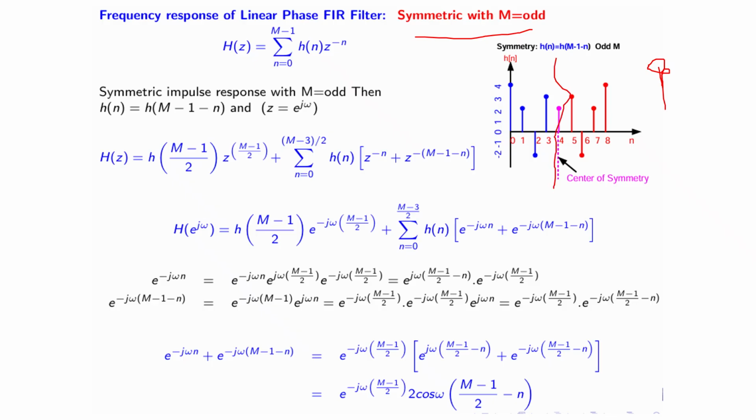So now let's find out the transfer function, right? So H of z first, H of z will be sum over n is equal to 0 to m minus 1 of h of n and z to the power minus n. This is the basic equation, right? And from here only we are going to solve this. So h of (m minus 1)/2, m is how much? 9. So 9 minus 1 divided by 2 means 4.